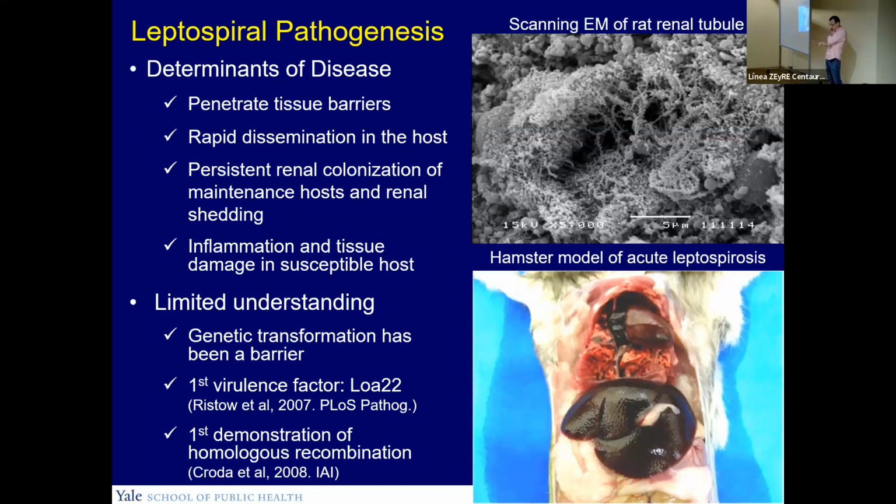One of the things is, as I mentioned before, that it's a slow-growing bacteria, and it's also very difficult to do genetic transformation. So the first virulence factor was identified by our group in 2007, not so many years ago. That's the first published virulence factor for the bacteria. Just to give an idea, the bacteria was first isolated in 1916 by a Japanese group, and the first demonstration of a model of infection happened only a year after, in 2008. The situation didn't improve much in those terms.